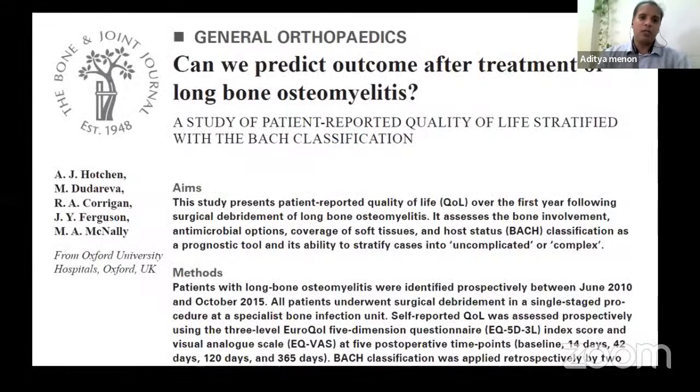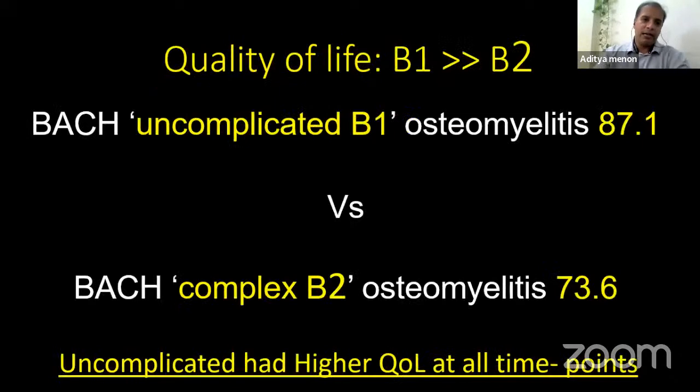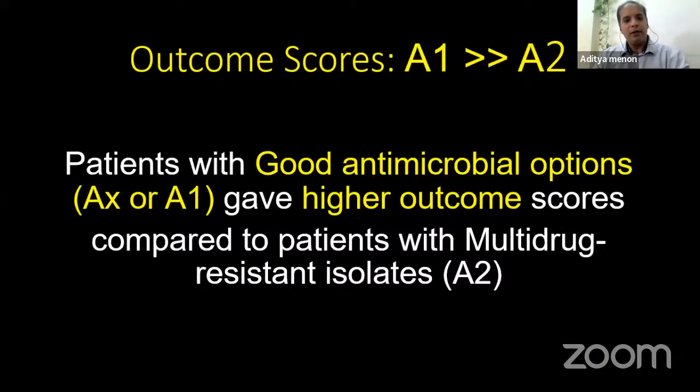As far as predicting the outcomes based on this classification, there was a study based on this paper where patients had to assess on their own the quality of life at 2 weeks, 6 weeks, 120 days, and 1 year. Patients themselves had to assess. What they realized, and again, this is logic, is that B1, that is uncomplicated bony involvement, had much better quality of life than B2, significantly better. Looking at the antimicrobial, patients with A1 had significantly better quality of life than patients with higher antibiotics or more resistance.